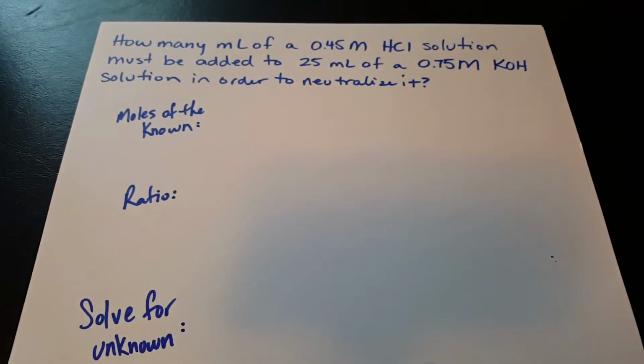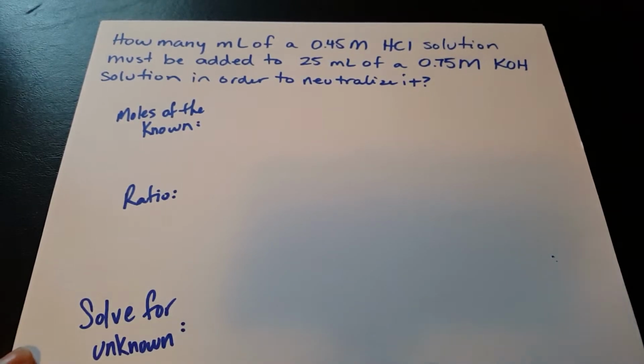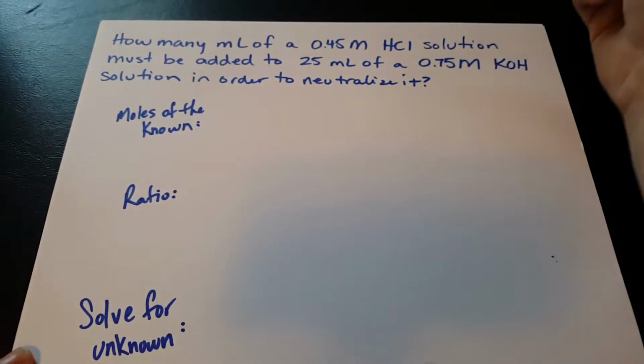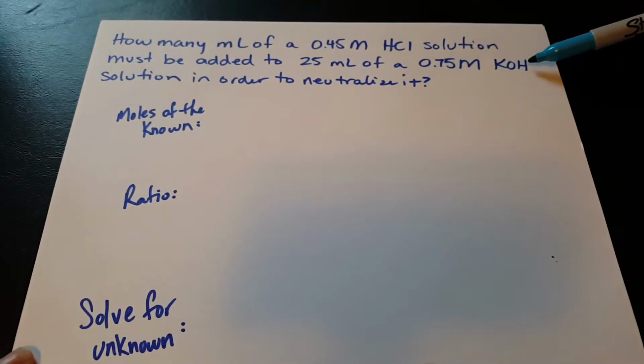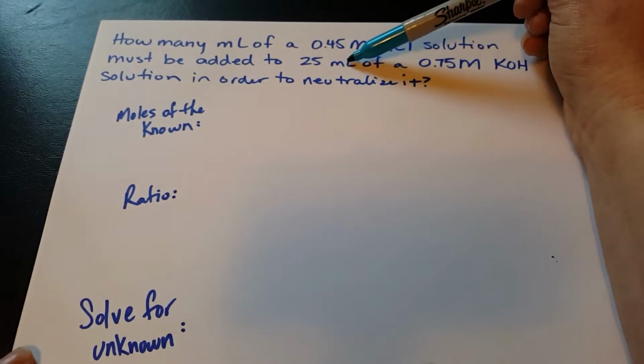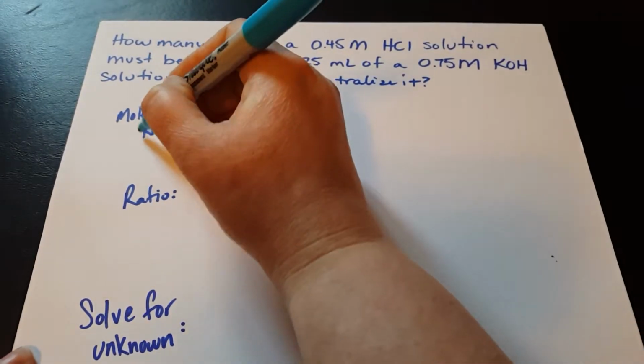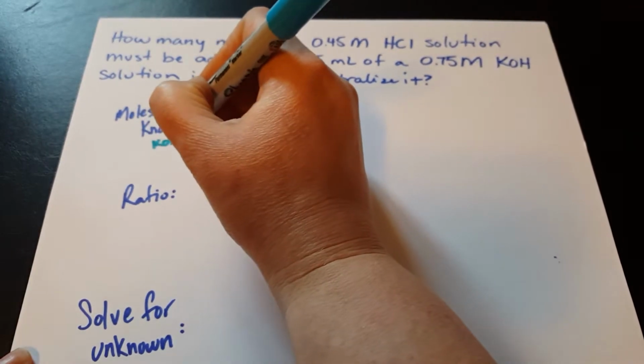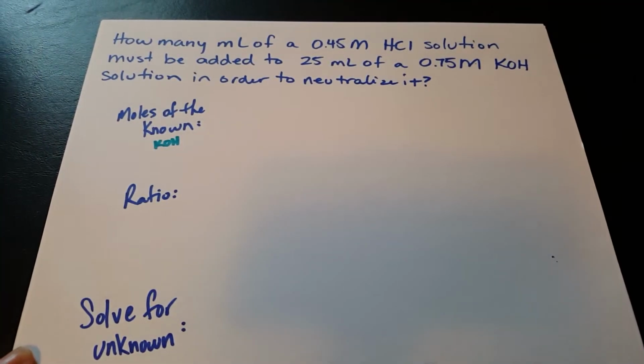It's a good idea to just gather up what we know and what we don't know. So the moles of the known are the things that we know everything about. In this case, it's the potassium hydroxide. We know the molarity, the concentration, and we know the volume of it. So our first step will always be with the thing that we know about.